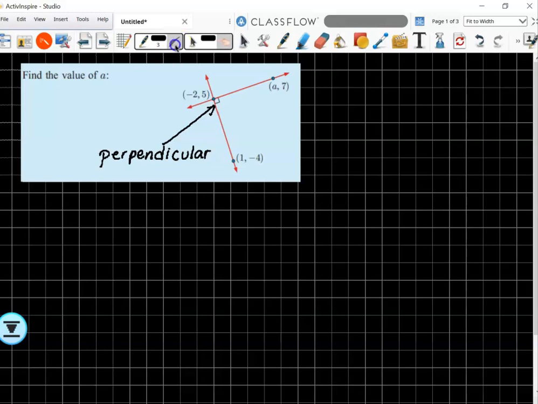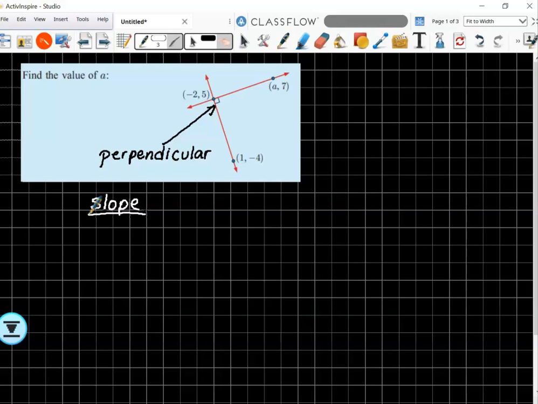And so as soon as we go slope, we should be thinking, well, how do we find the slope of a line? What do we need to find the slope? The difference in y over the difference in x. So when we've got 2 points, we can find the slope. That's what we're going to use here, but how else can we find the slope?